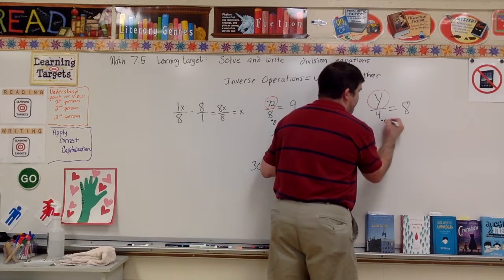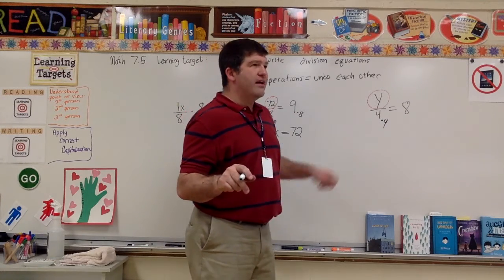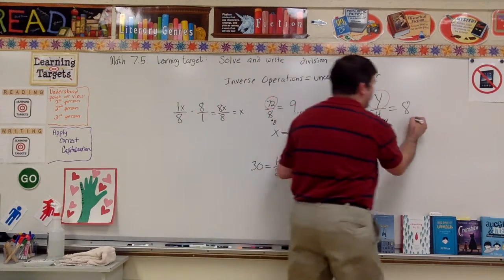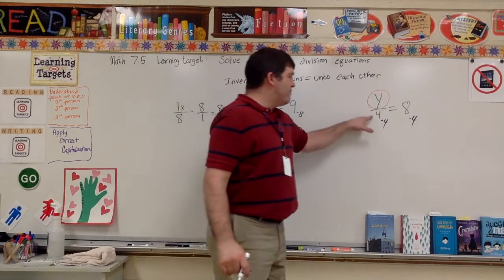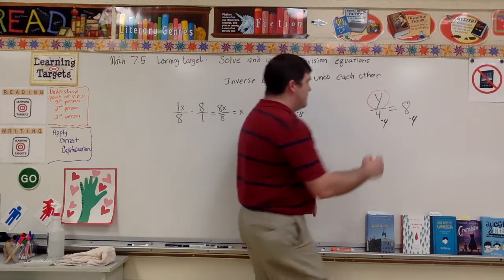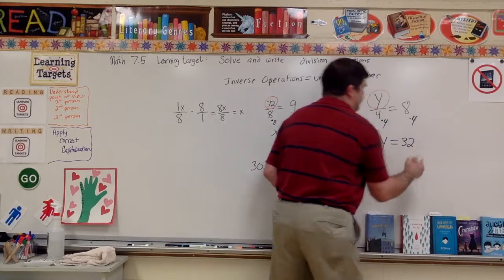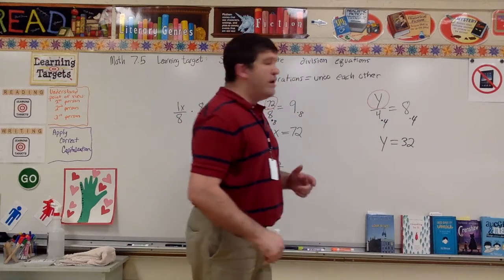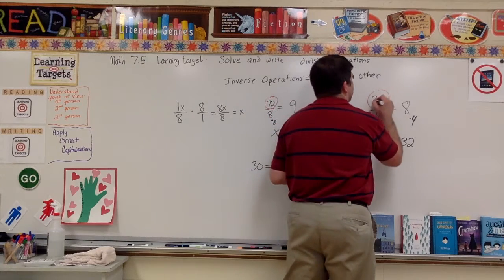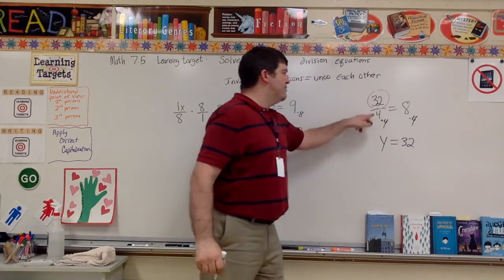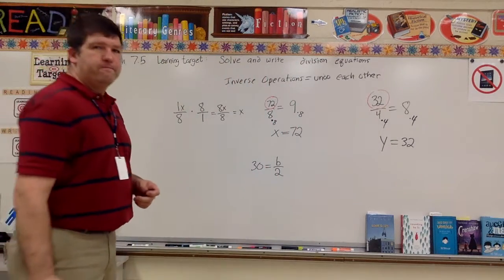So times 4. And then I've got to times both sides by 4. When I do y divided by 4 times 4, that's going to give me just y. 8 times 4 is 32. Okay, so now I'm going to check it. If I think y is 32, I put 32 in here. 32 divided by 4 is 8. All right? So it worked out.